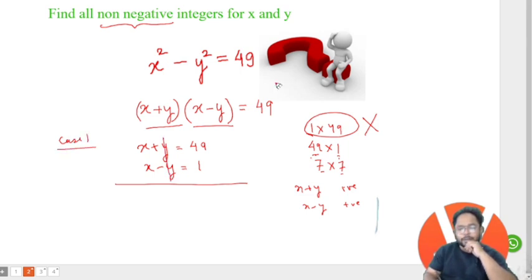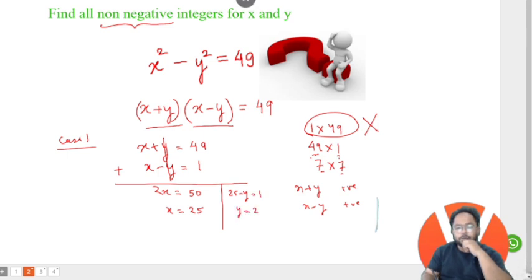Plus y minus y gets cancelled. 2x is equal to 50 if we add it. So we get x equal to 25. Now if I am getting x to be 25 as a positive integer, what would be the value of y? We can just put it in any of the equations. 25 minus y equal to 1. So y would be 25 minus 1, that's 24. So we are getting as integers 25 and 24. If I take 25 plus 24 and 25 minus 24, I will get 49.